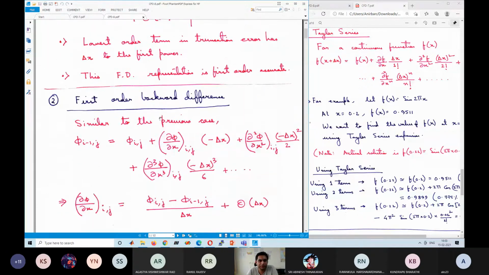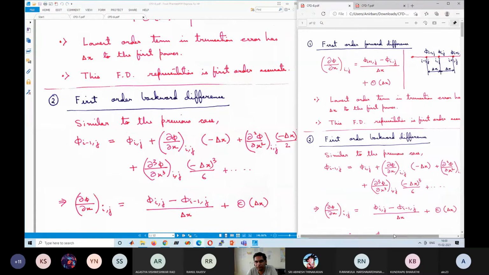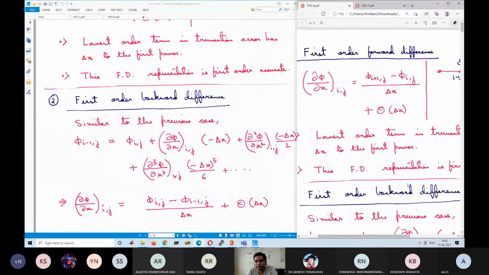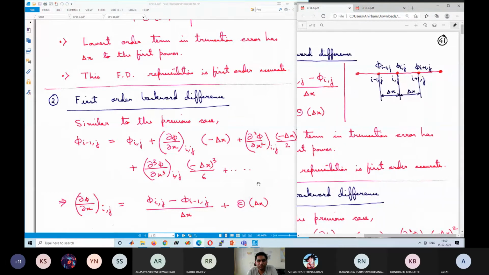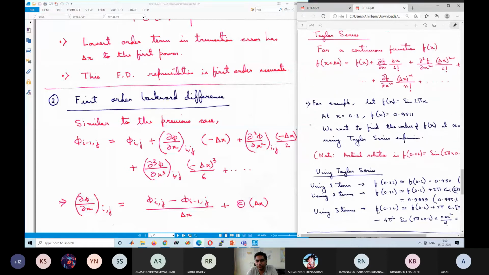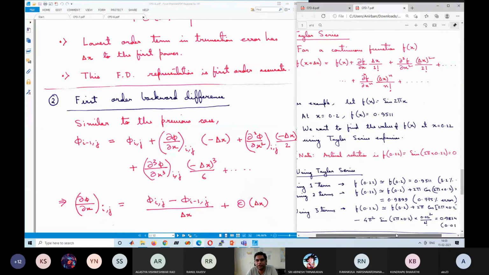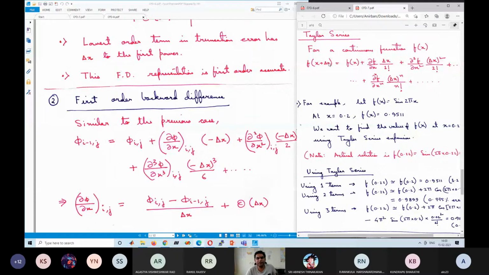Similarly, we can represent the first order backward difference. How? Like I have said, using Taylor series only we can represent. Let me go to the Taylor series, I think that will be better. Instead of delta x, you can take minus delta x.